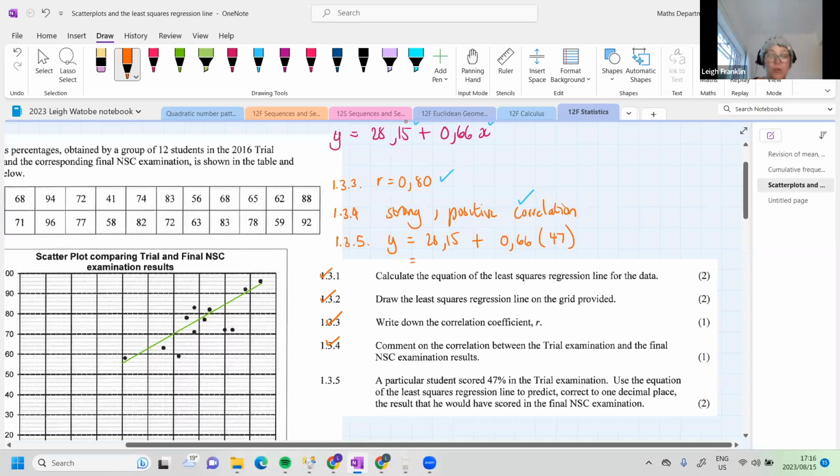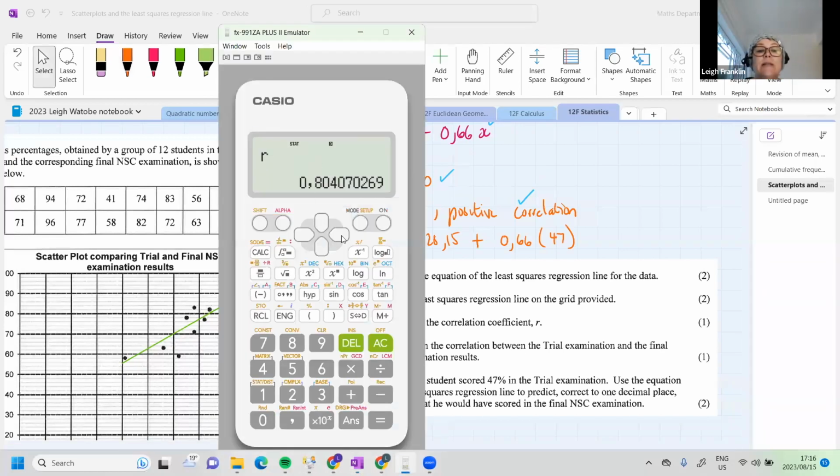So now on your calculators, you'd obviously want to get out of all of this. So you could press mode, go back to option number 1, and now you're back to computing. All right, so now you can put in your 28.